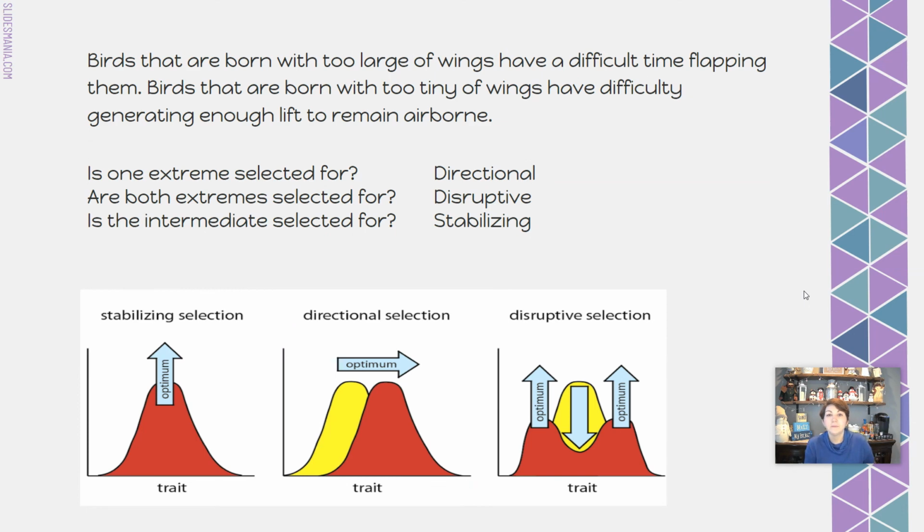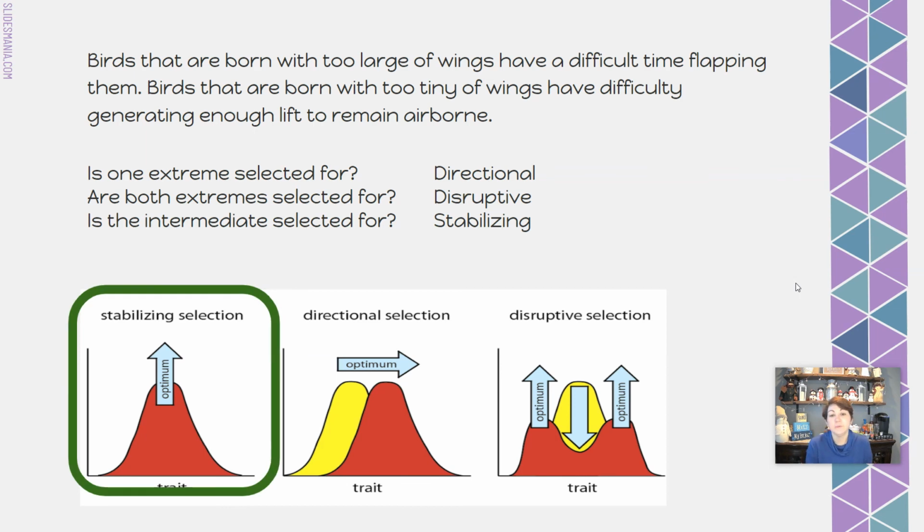All right, in the last one, go ahead and read this one and answer this question. All right, if you selected stabilizing in this one, you were correct, because if having too small or too large wings was hard, it made it harder for you to survive. So having the average size wing made it possible for you to survive and reproduce. And so we see an increase in that average intermediate trait. So that is stabilizing selection.